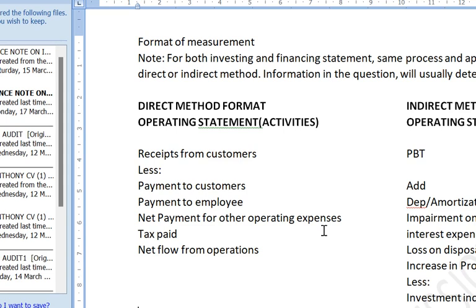Now, the thing here is this. If you are using profit before tax, that is when you will add this interest expense or finance cost, as it were. But if you are using profit before interest and tax, definitely this interest you will have added into the profit before interest and tax. Please take note of that. Now you also have loss on disposal, you add it back. Increase in provisions, you also add it back.